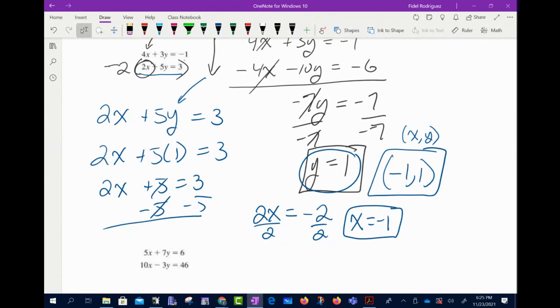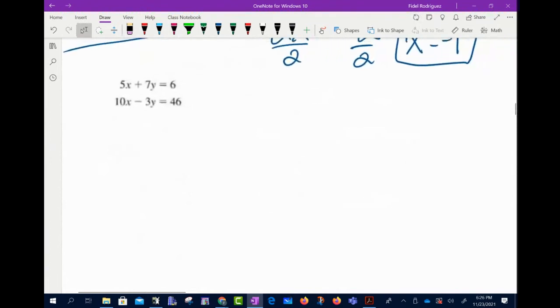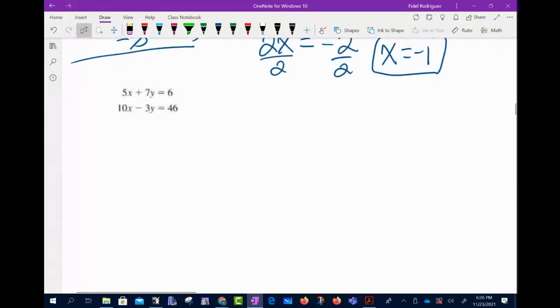Now, in the past, I've had people ask me, which way is better? Is it better to do substitution? Is it better to do elimination? I think it depends on the problem. So like when I look at this next one here, 5x plus 7y equals 6, and then 10x minus 3y equals 46. To me, this problem is set up for me to do elimination.